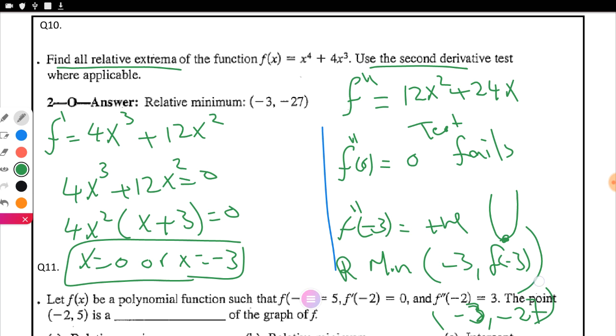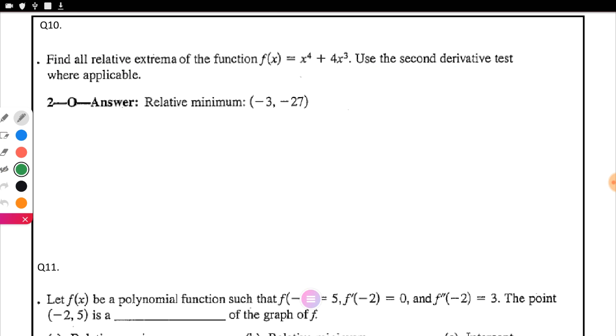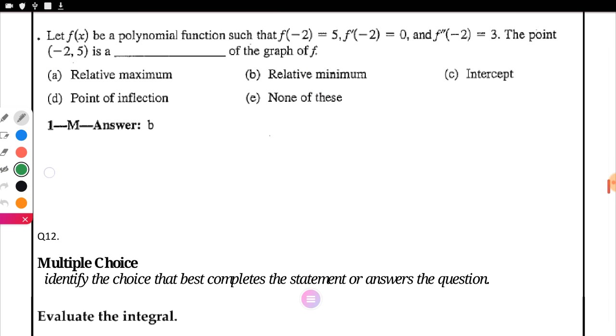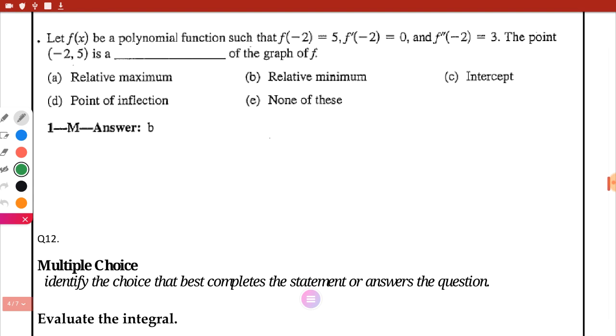I hope you understand well. So to identify the relative extrema using the second derivative test, I have to find the critical numbers and replace by them in the second derivative. If it is positive, we have a relative minimum. If it is negative, we have a relative maximum. If it is 0, the test fails and we cannot use the second derivative test to identify the extrema.